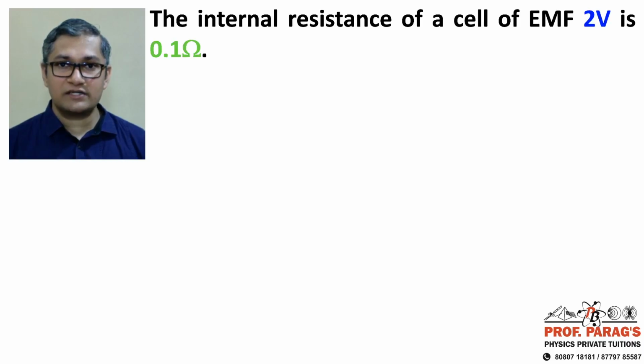So the first question is: the internal resistance of a cell of EMF 2 volts is 0.1 ohms. Stop here. We have read quite a lot in the question. There is no need to move ahead.